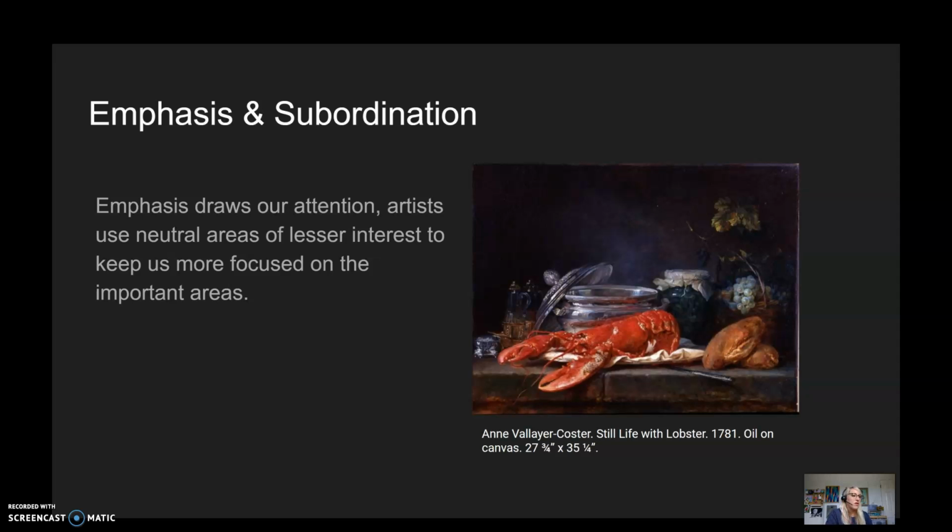Okay, the next one we want to talk about is emphasis and subordination. So emphasis is something that draws our attention. Subordination would be things that we want to push to the background. So if we look at the still life with lobster, they're definitely wanting us to look at this bright red lobster. And then artists will use neutral areas of lesser interest to keep us focused on the things that they want us to focus on.